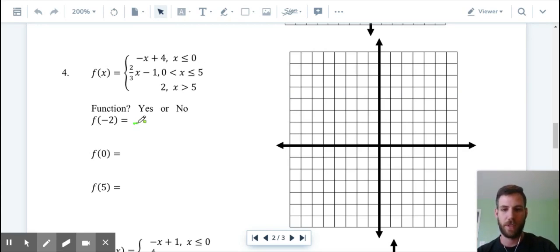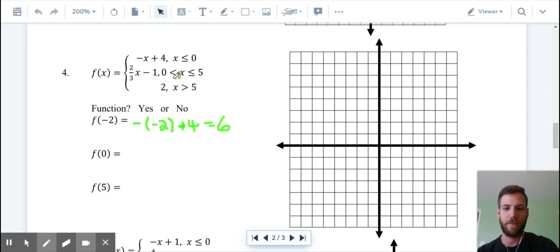So I would do -2 plus 4, which is equal to, actually, 2 plus 4 instead of that, and that would end up being equal to 6. Next, I'm looking at 0. 0 would also fit into the first equation because it is equal to 0.